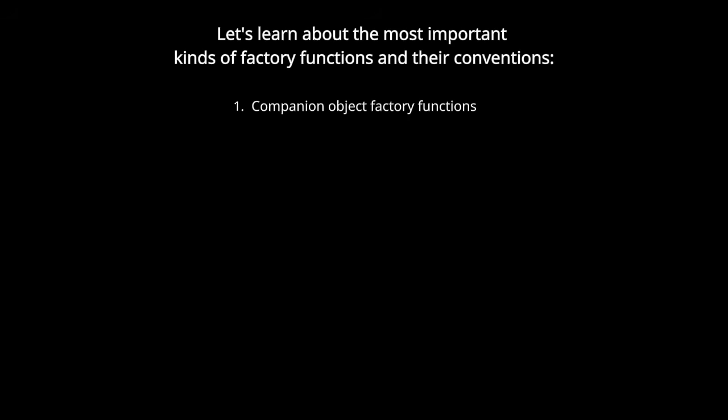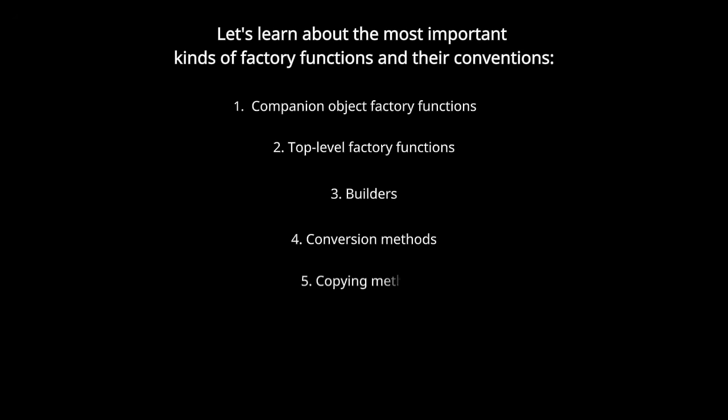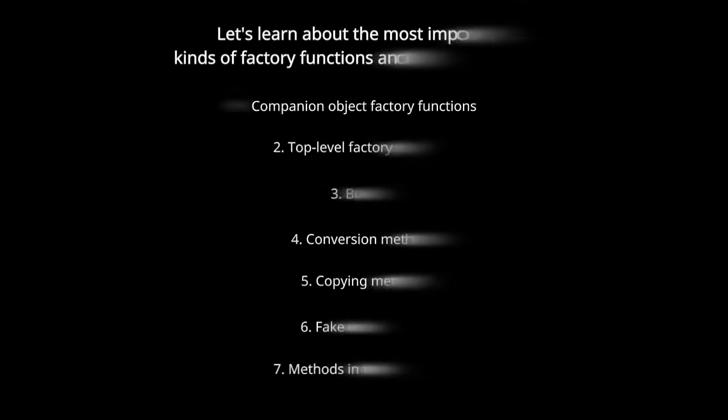Let's learn about the most important kinds of factory functions and their conventions. 1. Companion object factory functions. 2. Top-level factory functions. 3. Builders. 4. Conversion methods. 5. Copying methods. 6. Fake constructors. 7. Methods in factory classes. Let's discuss them one by one.